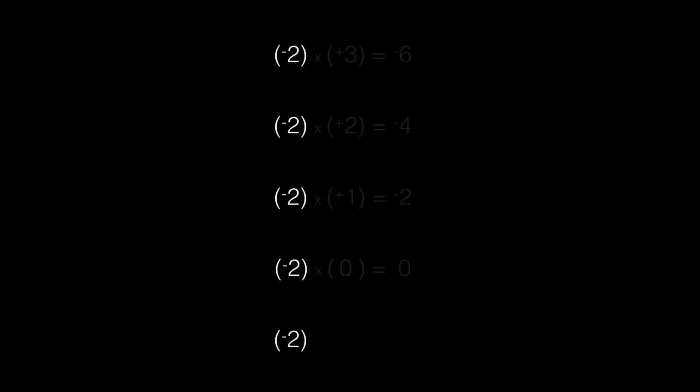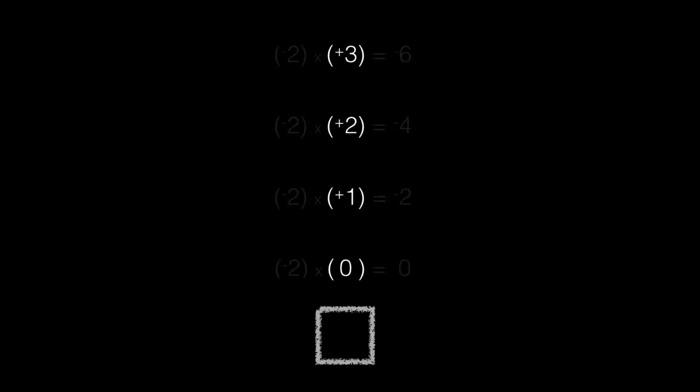Let's turn our attention to the second column, the second factor in our problem. What would you predict would be the next value in this column? It appears that the values are decreasing by 1, so the next value in this column would be a negative 1.